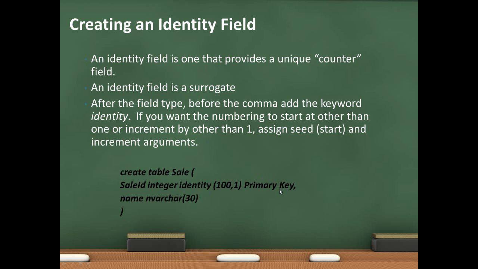Now, what I could have done is right here at the bottom, I could have gone down below and said primary key, and in parentheses put sale ID down here. But this would be the more appropriate way when you're having a single column done.